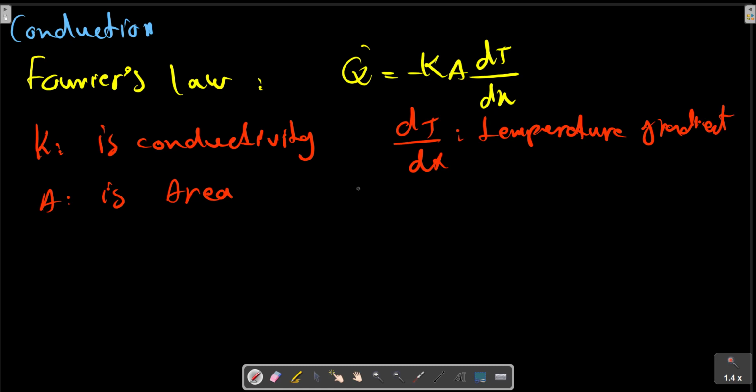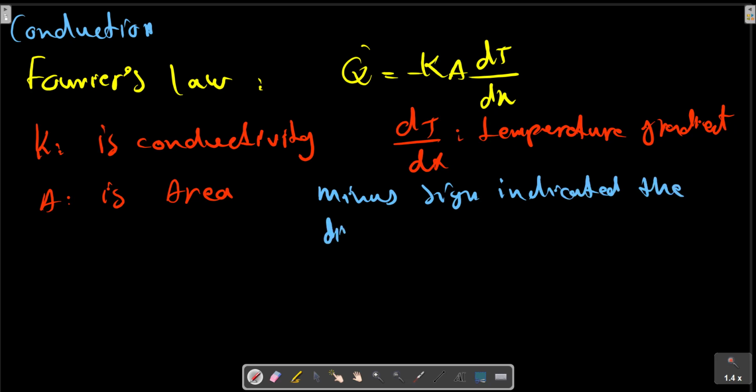Fourier's law. The minus sign indicates the direction of the heat transfer, from a higher temperature to a lower temperature.